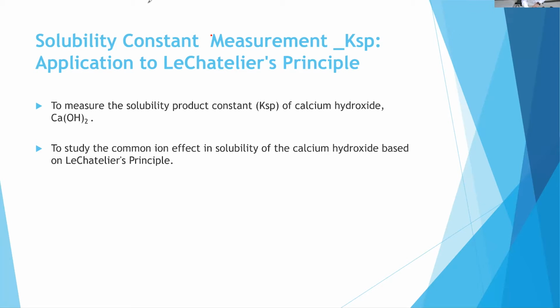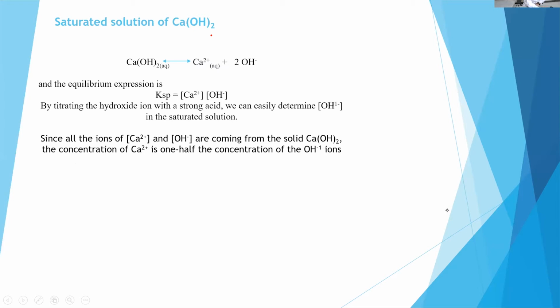So we will do the titration. The titration that we are doing, we are using standard HCl. And when we use standard HCl, we can calculate concentration and do the titration. We can calculate the concentration of hydroxide ion.